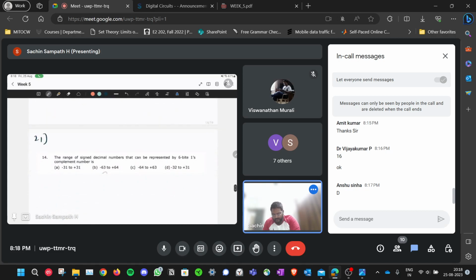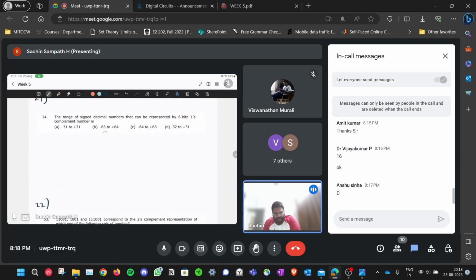Okay, we solved this. Range of signed decimal numbers that can be represented by 6 bits in one's complement: you can go from minus (2 power n minus 1, minus 1) to plus (2 power n minus 1, minus 1). Just from this you can see these are negatives of each other, so it should be of the form minus 31 to plus 31 or minus 64 to plus 64. But you can see from the other options that they have different positive and negative values, so all of these are wrong. You don't even need to calculate; you can directly say it's minus 31 to plus 31.